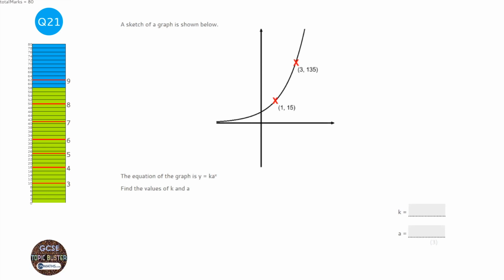Okay, so we've got an exponential graph. The reason we know that is because it's to the power of x, and we're given 2 points on it. So the way I'd start this question is to just look at this point here and substitute in the values. So we've got 15 equals ka, right, to the power of 1, which is just a. Then underneath it, I'm going to write this one here.